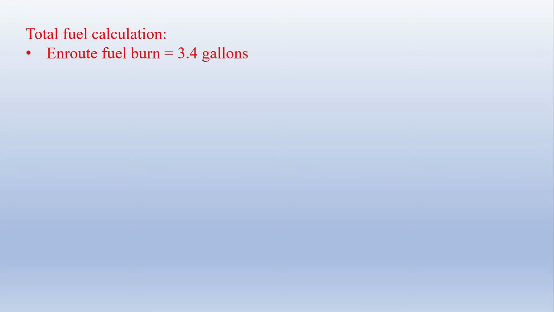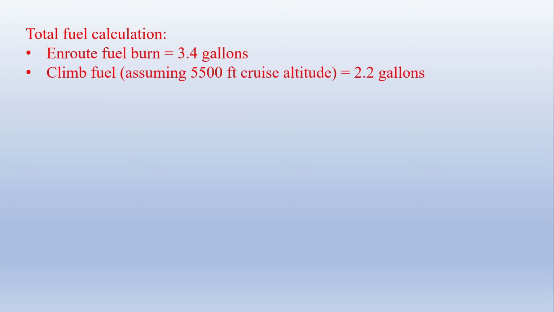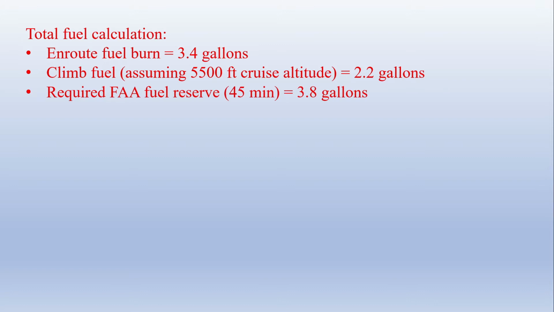And then to determine how much fuel we actually need on the aircraft, we want to take the en route fuel burn, so 3.4 gallons. We want to take the climb fuel from our time, fuel, and distance to climb chart, which was 2.2 gallons to get to 5,500 feet. And then we want to take our FAA fuel reserve. So if we take 45 minutes or 0.75 hours and multiply that times 5, we come up with 3.8 gallons.